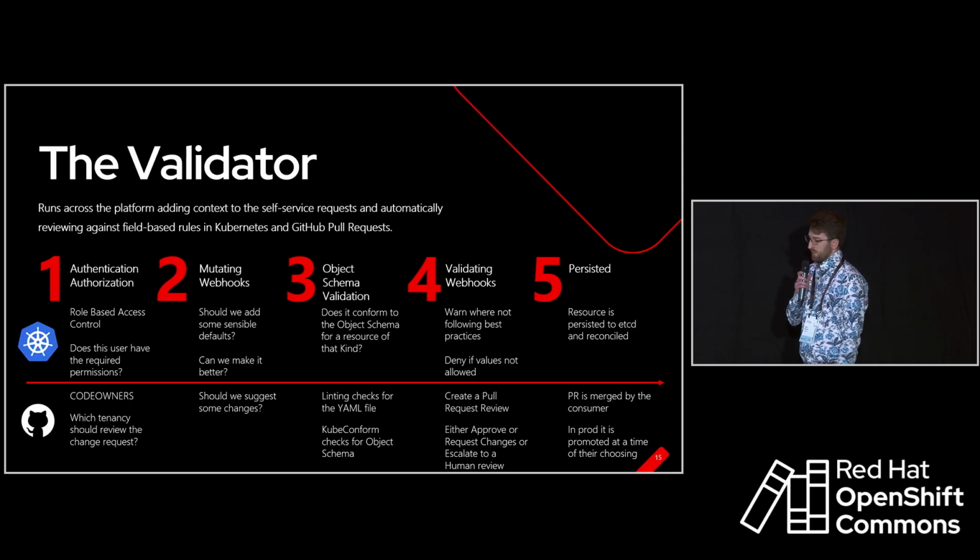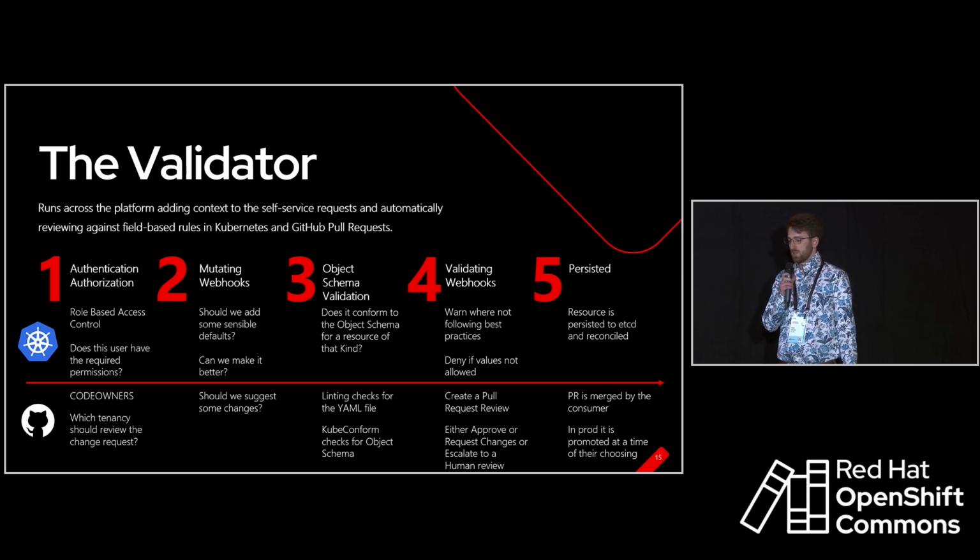Going into more detail on the validator, which is our custom operator, there are 5 steps for reviewing a resource change. In the example of Kubernetes requests being made, this would all start with traditional RBAC. Does the user have the right permissions to make these changes? Then the validator, via mutating webhook, might add some sensible default values or make some other improvements, for example, pod topology spread constraints. We might want to ensure that our consumers are balancing across availability zones, for example.